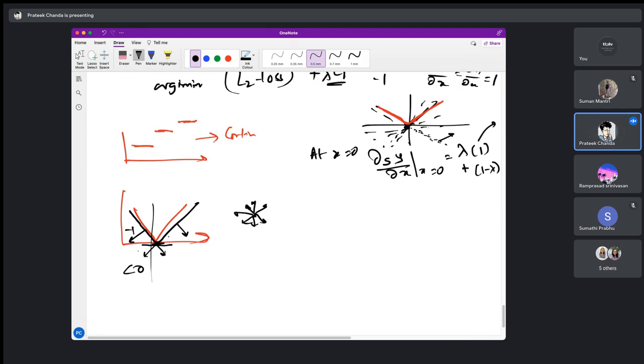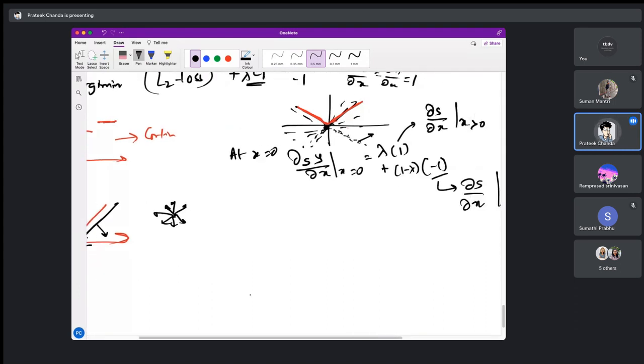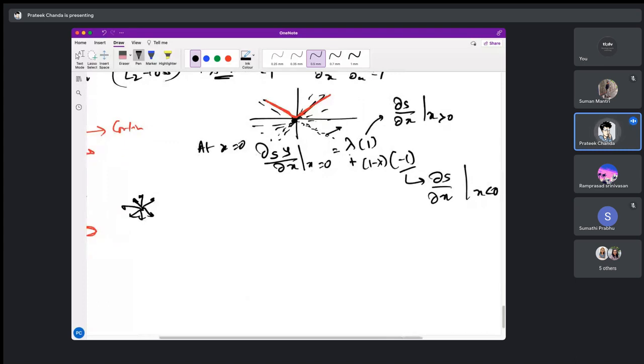But you also need to consider the other cases, so that actually gets done in the subdifferential, where you take a convex combination of this. This means it actually lies within the boundary of this, the differentiable at x equal to 0. Okay. Yeah.